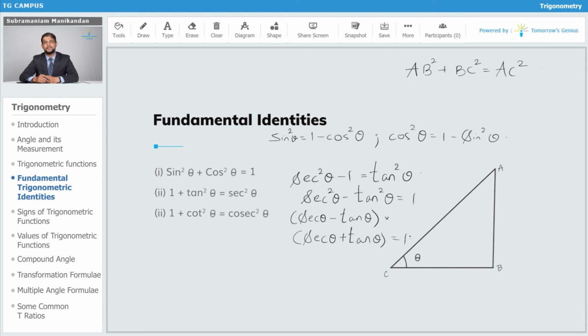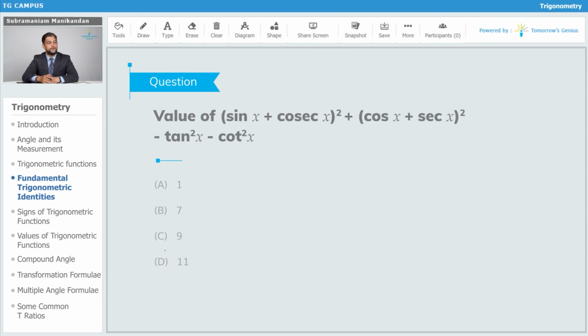Now let's look at a very basic example on this, which is quite often a part of your 10th standard syllabus. Find the value of the expression sin x plus cosec x the whole square plus cos x plus sec x the whole square minus tan square x minus cot square x. So therefore, the options given are 1, 7 and 9.